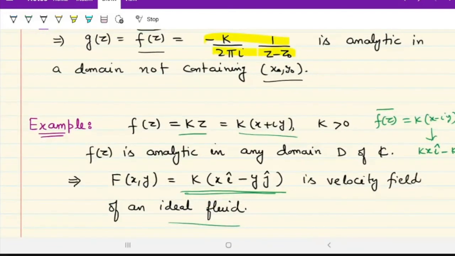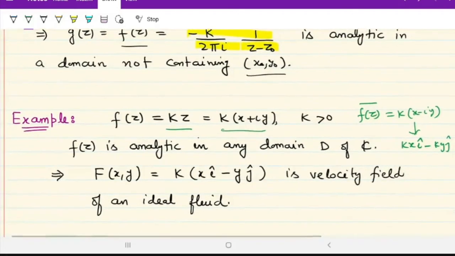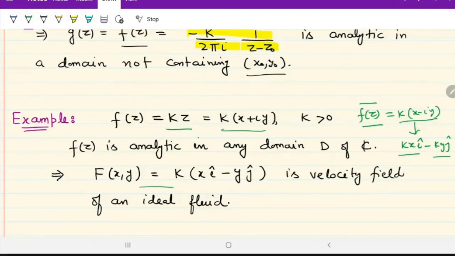In the next example, we start with an analytic function. Let us say that function is k multiplied by z. Since z is entire, when you multiply it by a constant, it is going to remain an entire function. It is a polynomial, so this function is analytic. Now we want to find the vector field which represents a fluid flow where the fluid is incompressible as well as irrotational. That means the fluid is ideal. So the corresponding conjugate will be kx minus iky, and corresponding to this complex representation, the vector field will be kx i cap minus ky j cap. So this is the velocity field for an ideal fluid.